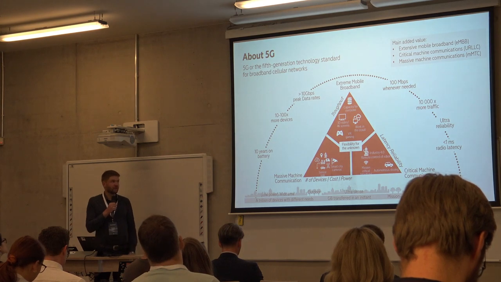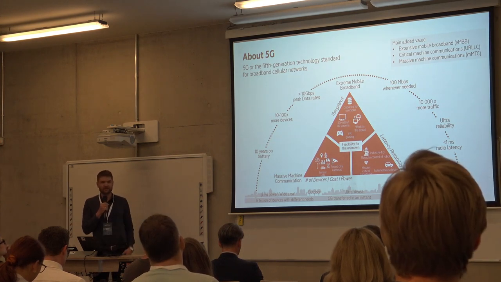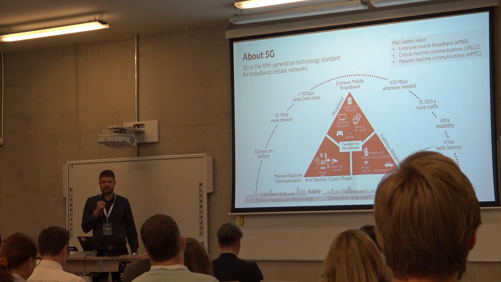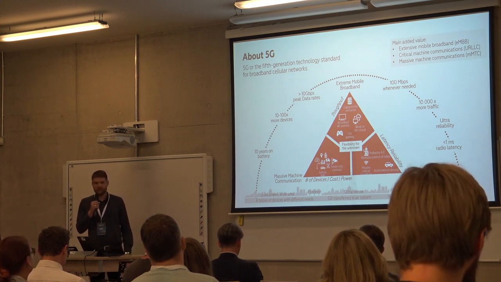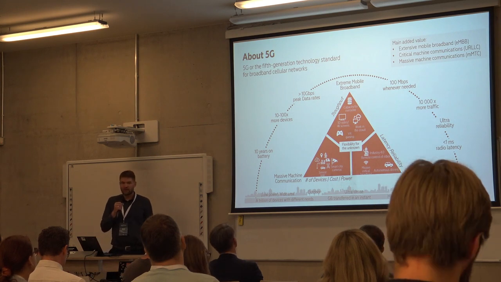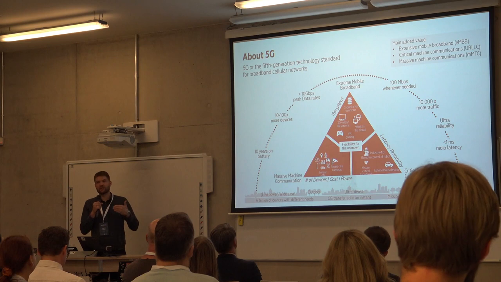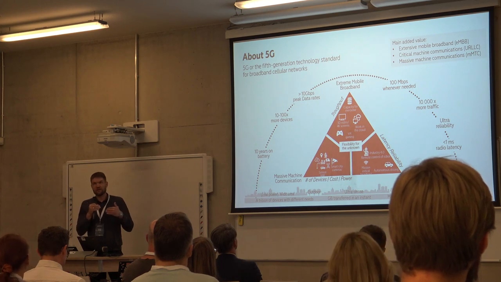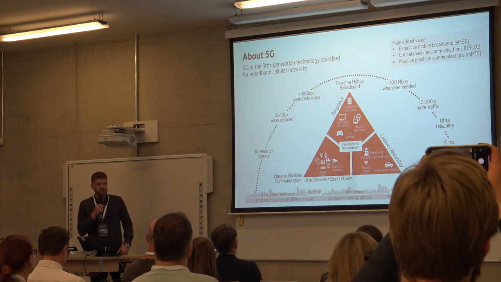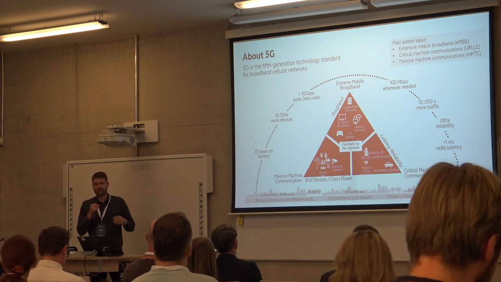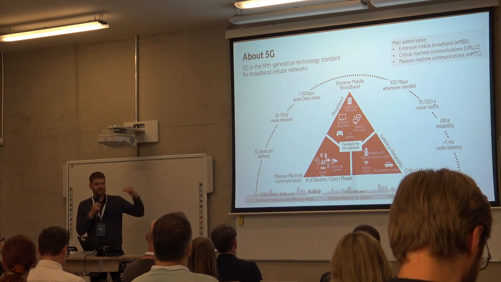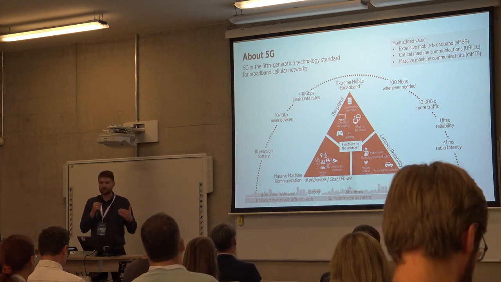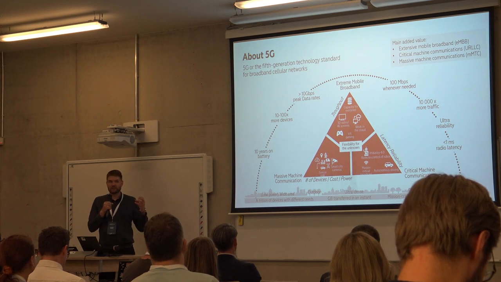So this is a very popular picture. In one way or another it can be presented, but basically it is the triangle of 5G and the three main things 5G can bring: enhanced mobile broadband, ultra-reliable low latency, and massive machine-type communication. What does it mean? It means that 5G as a technology is designed to support as many use cases as possible, starting from indoor connectivity, outdoor connectivity, urban connectivity, extreme coverage connectivity, and so on.